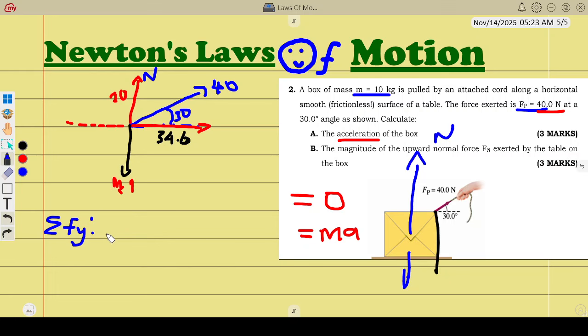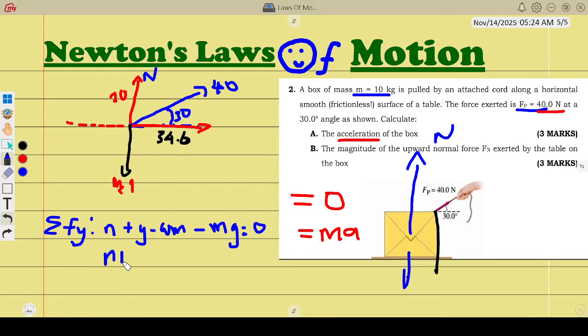N will be positive because it's pointing upwards. N plus the y component, which is 20, or if you want you can just write a formula, the y component. So N plus the y component plus what else is in the y axis? We have this gravity, mg. So anything pointing downwards should be negative. So these things will be equal to 0. Yeah, we can equate them to 0. This is to mean that there's no net movement in the y-axis.